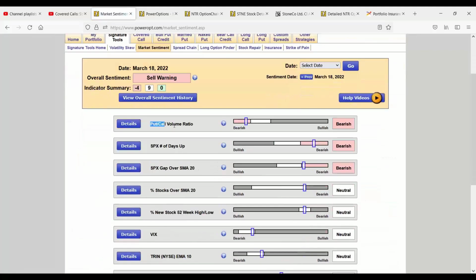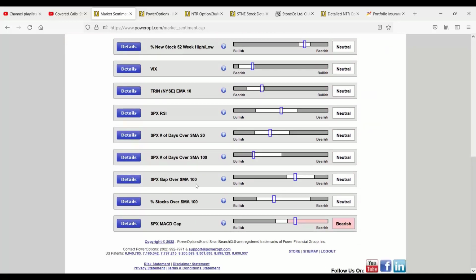What's bearish now? Looks like the put call volume ratio has gone into the bearish mode. The SPX number of days up has gone into bearish mode. The gap over the 20-day moving average has gone into bearish mode. I thought it would be the trend. It's not. It's the MACD gap against the S&P 500 as well.